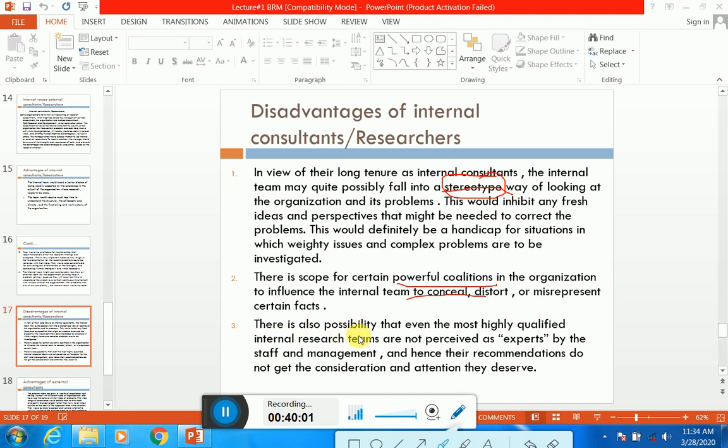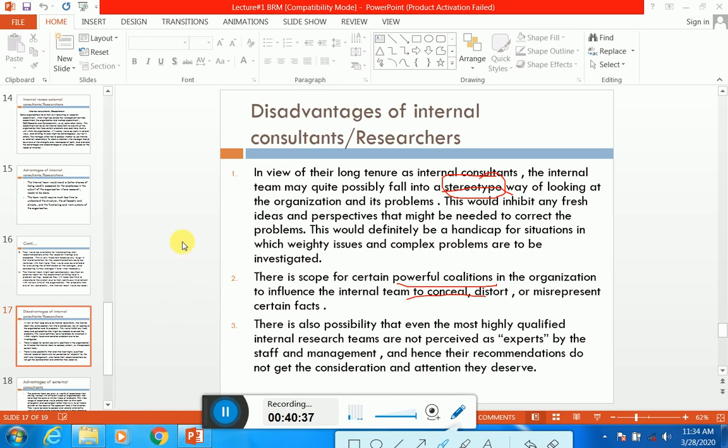After that, there is also the possibility that even the most highly qualified internal research teams are not perceived as experts by the staff and management. Sometimes it can also happen that organizations have their own experienced people, but the entire rest of the people will ignore them. People have the potential, but they don't give value to the one who is internal. Simple as that. So this can also be a disadvantage. It is also a possibility.